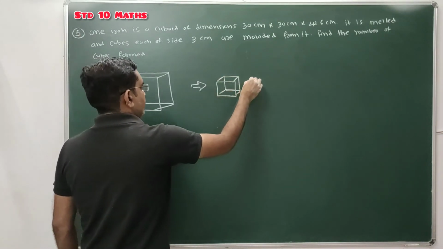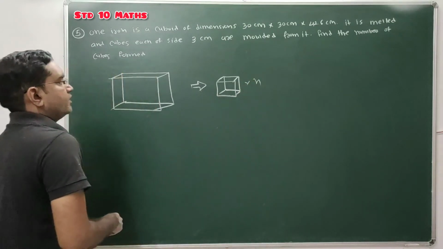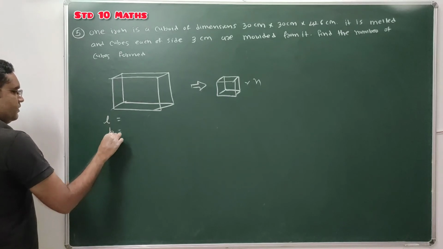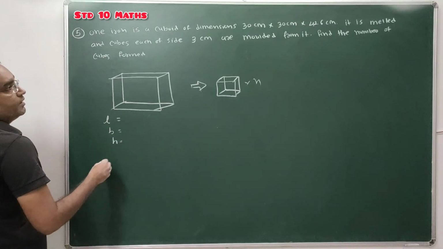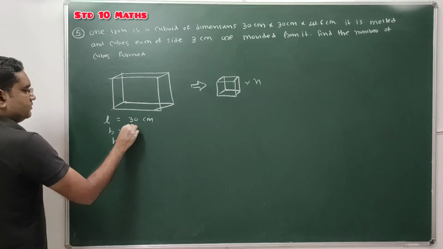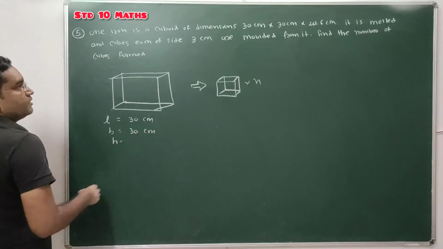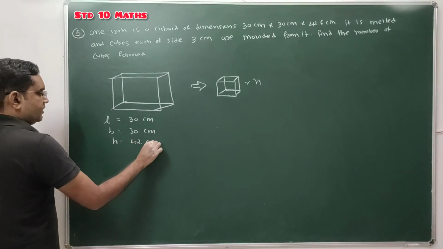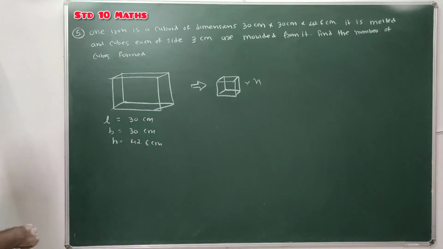So let n number of cubes are formed. Dimensions: here L, B and H. Dimensions are 30 centimeter, B is 30 centimeter and H is 42.6 centimeter. Length, breadth and height of this cuboid are given.